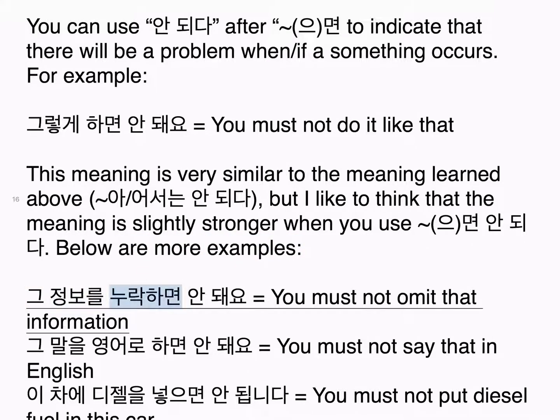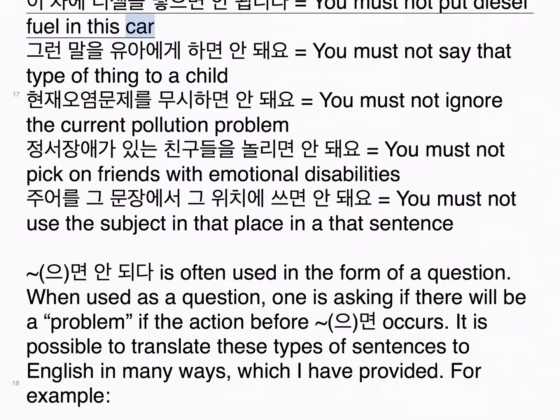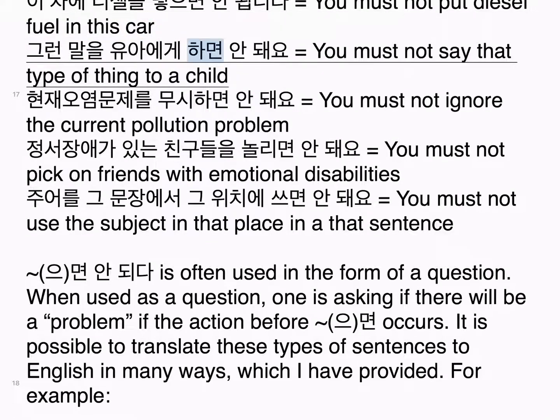그 정보를 누락하면 안 돼요. You must not omit that information. 그 말을 영어로 하면 안 돼요. You must not say that in English. 이 차에 디젤을 넣으면 안 됩니다. You must not put diesel fuel in this car. 그런 말을 유아에게 하면 안 돼요.